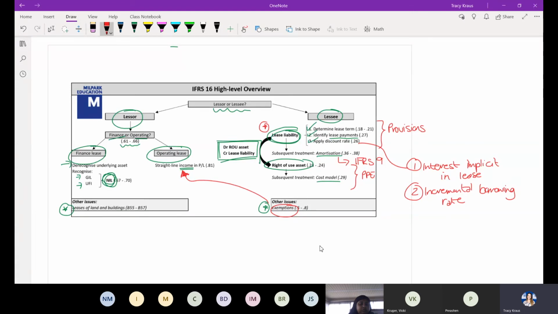And so in many, many cases in practice, we will find that the lessee will have to use the incremental borrowing rate because they can't get to the interest rate implicit in the lease. So hopefully that answers your question there. Oh, okay, and then another question. Does low value depend on the entity, like one company's value may not be the another?